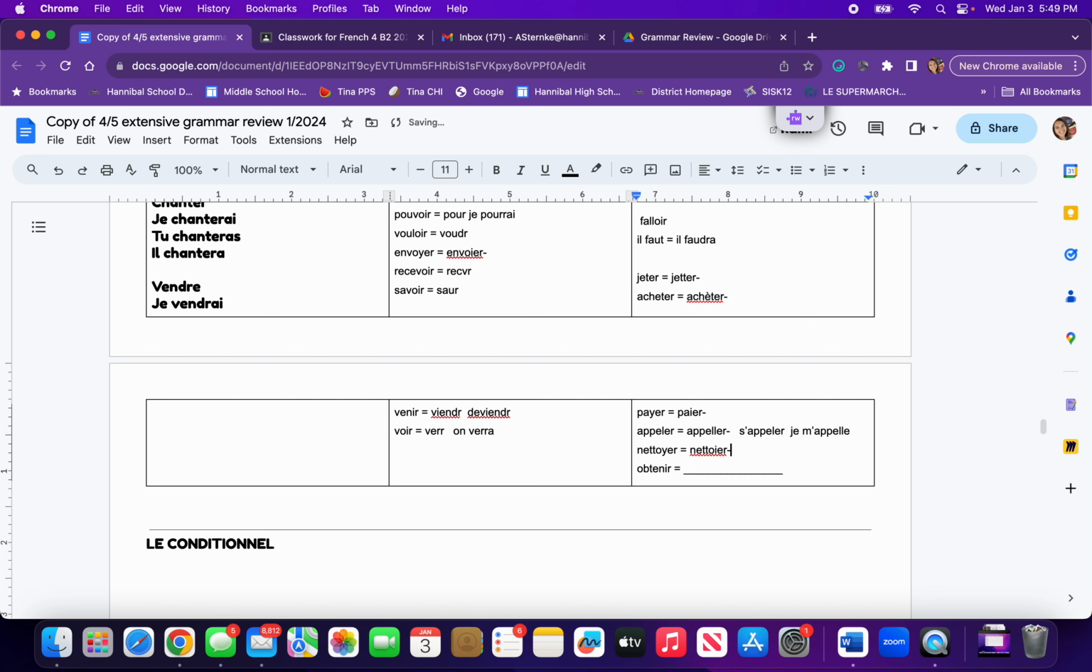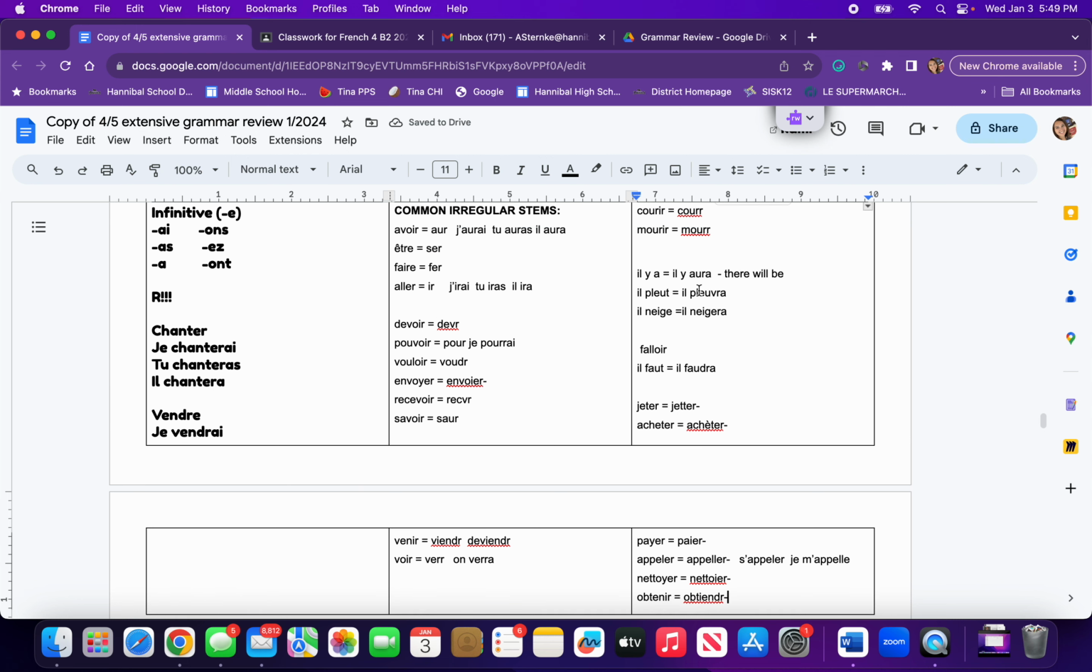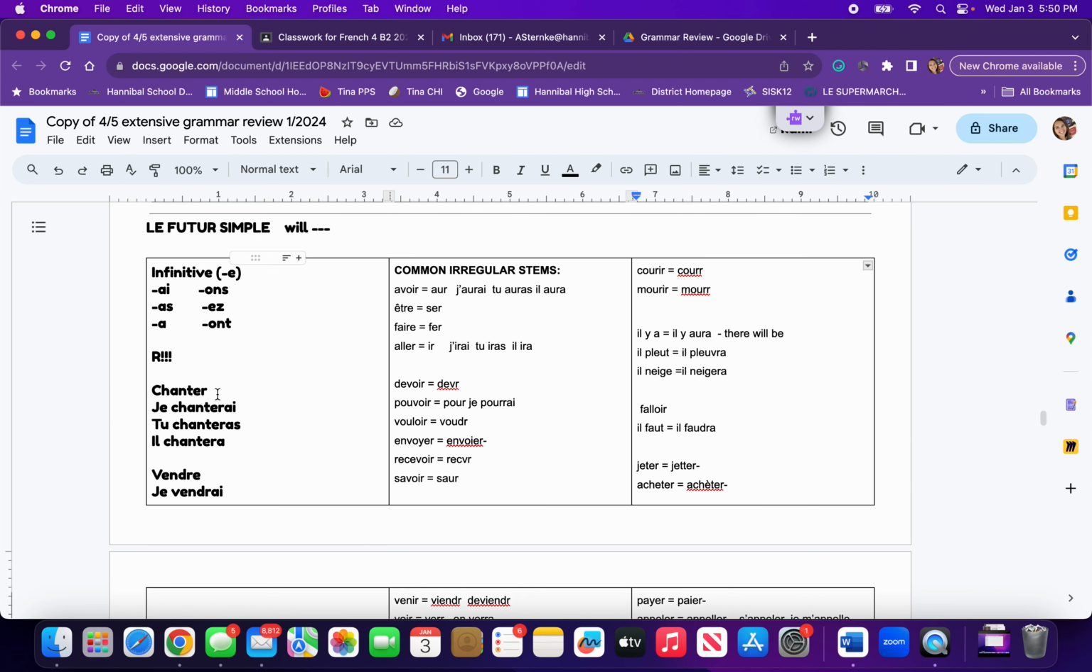And then obtenir is the verb to get, like to obtain. So like I will get something, you will get something, he will get something. It's just a weird one. Obtiendre. Okay. So you can verify that all of these already come with and are built into them. And so that's cool. You have that letter R before you put on the avoir endings.